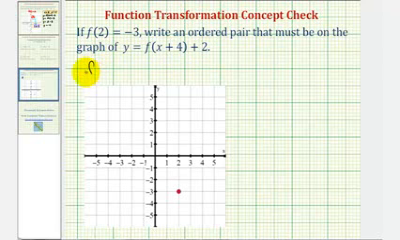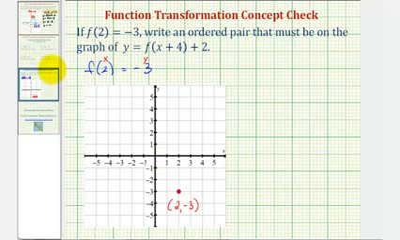So if we're given f of 2 equals negative 3, that means when the input is 2, the output is negative 3, or when x equals 2, y equals negative 3, which means this point here with coordinates 2, negative 3 would be on the basic function f of x. So now, based upon this function notation, we should be able to recognize the translations and then translate this given point.